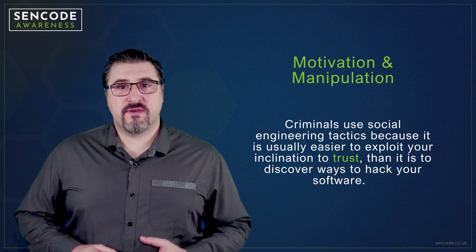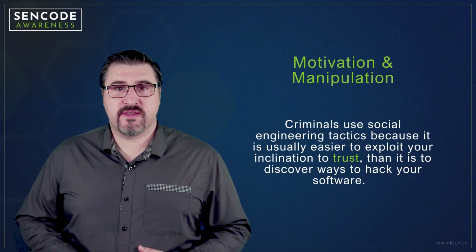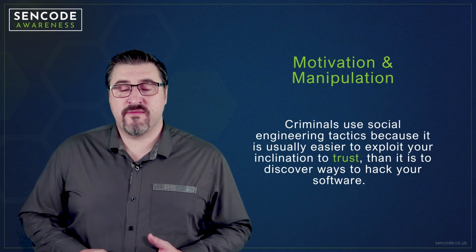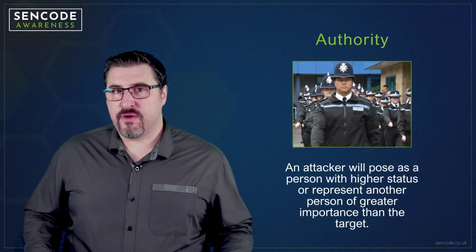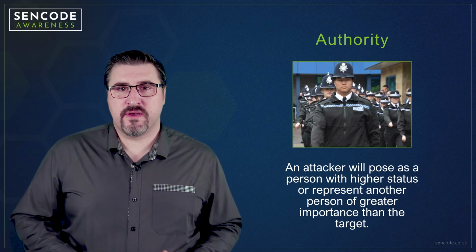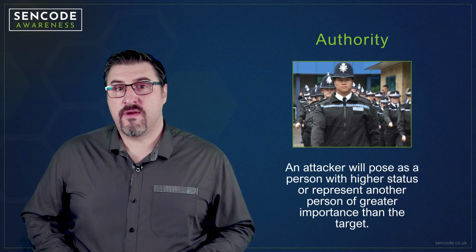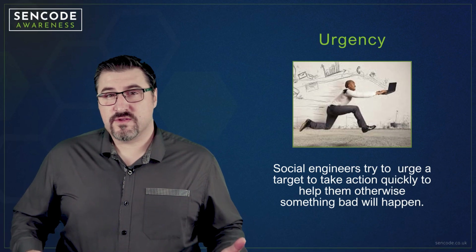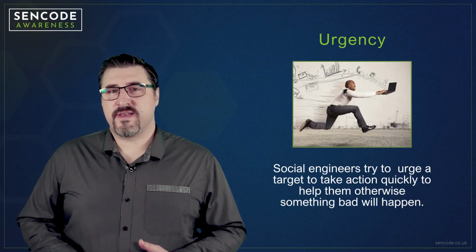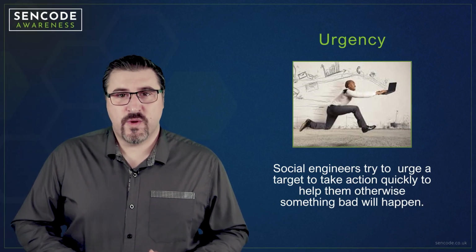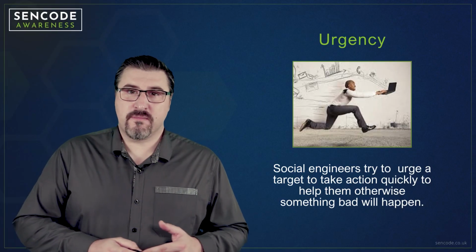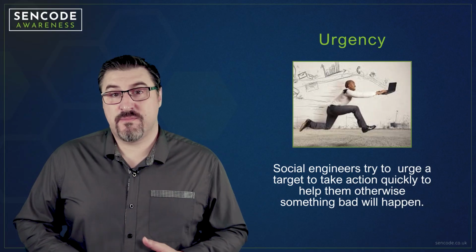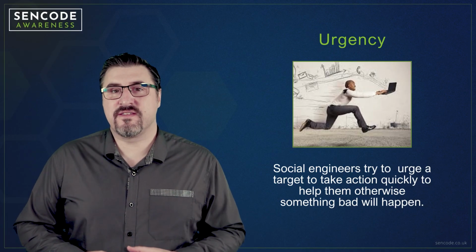The tactics they use to effectively hack the human components of a system or network are based on exploiting 6 main vulnerabilities that we all have in varying degrees. These are authority, where an attacker will pose as a person with higher status or represent another person of greater importance than the target. Social engineers can also try to create a sense of urgency. For example, urging a target to act quickly to help them, otherwise something bad will happen, or they create a stressful situation in which it appears to be the best for both parties if the interaction is as brief as possible.